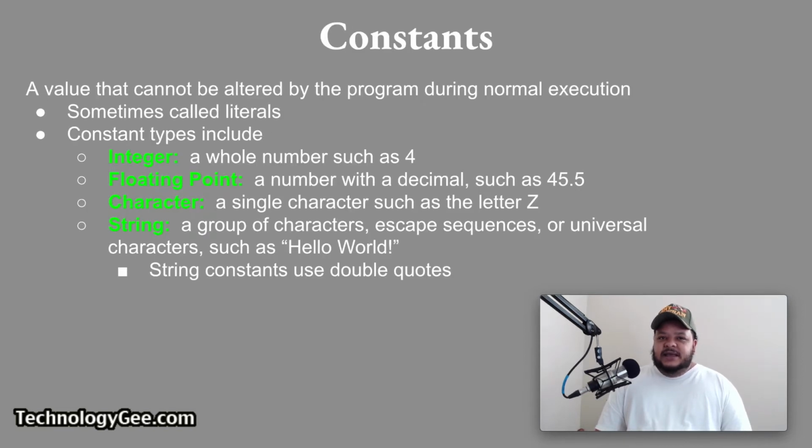Constants. In computer programming, a constant is a value that cannot be altered by the program during normal execution. Sometimes constants are also called literals. Constant types include the following. You have constants such as an integer, which could be represented by a whole number such as 4. You have a floating point, which could be a number with a decimal such as 45.5. You have a character that could be a single character such as the letter Z.